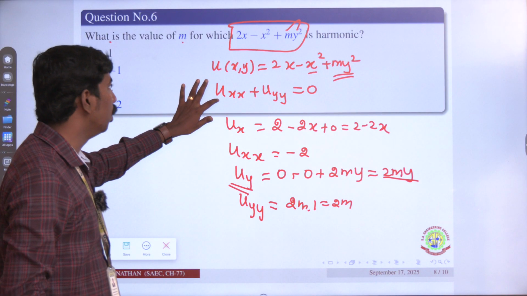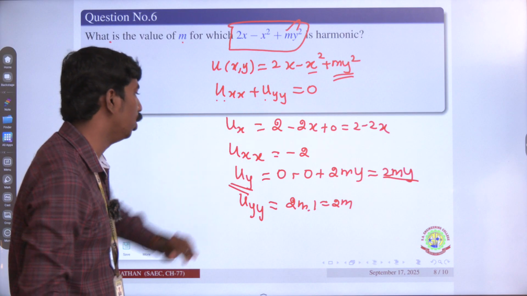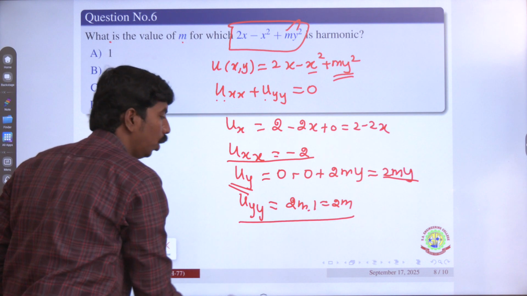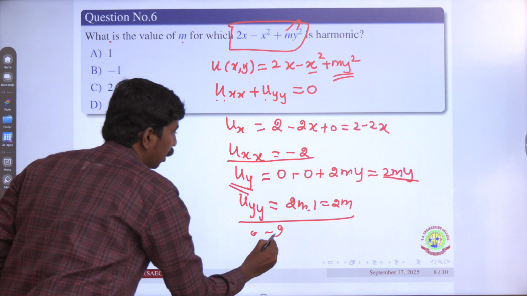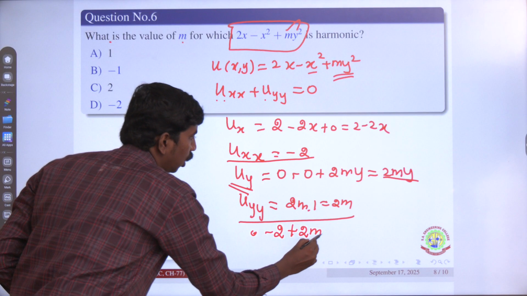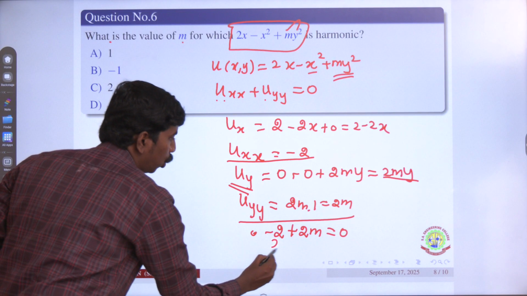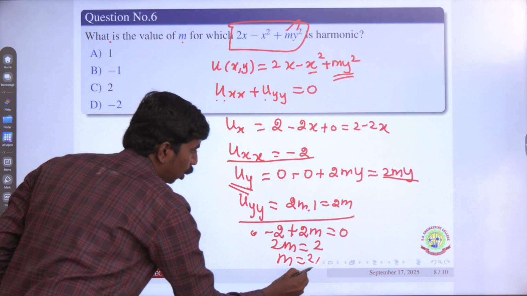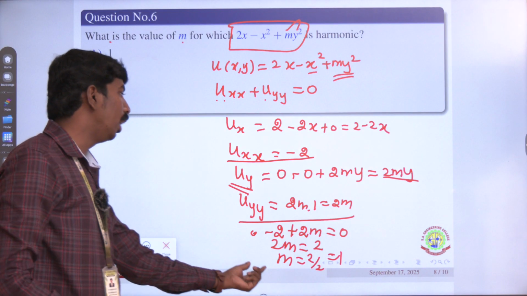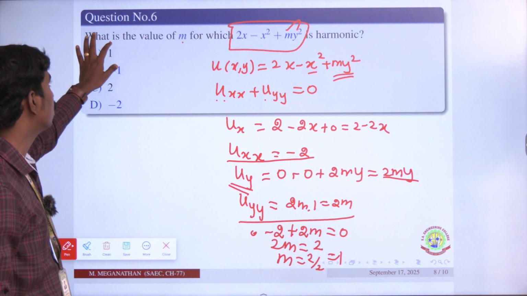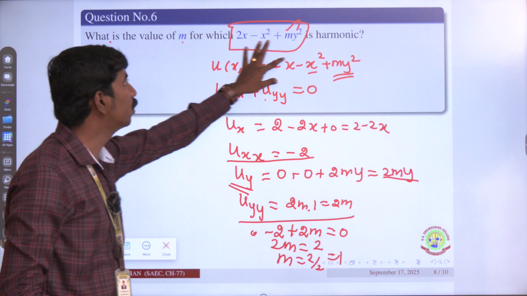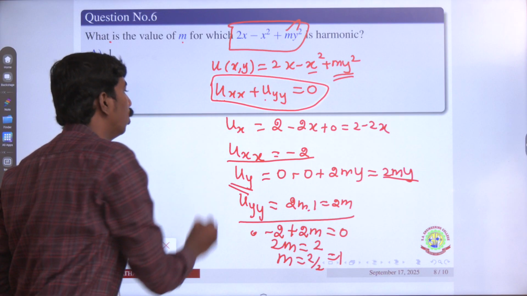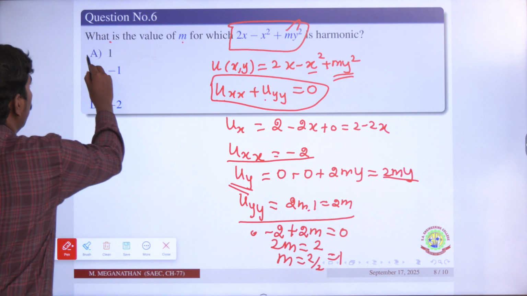So u is harmonic means uxx plus uyy equal to 0. So I found already uxx equal to minus 2 and uyy equal to 2m. So I will add both the values, that is minus 2 plus 2m, that is equal to 0. Therefore 2m equal to minus 2 goes to plus 2. Therefore m equal to 2 by 2, that is equal to 1. So the value of m is 1. So that's what they ask. What is the value of m when this function is harmonic? So I use the harmonic condition as uxx plus uyy equal to 0. Therefore we get m equal to 1.